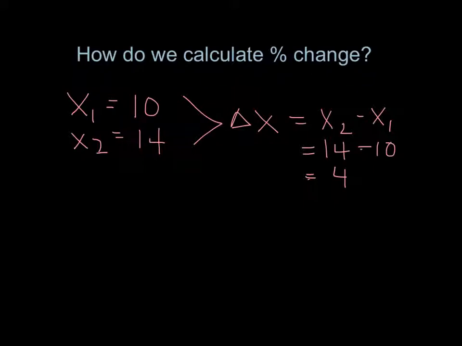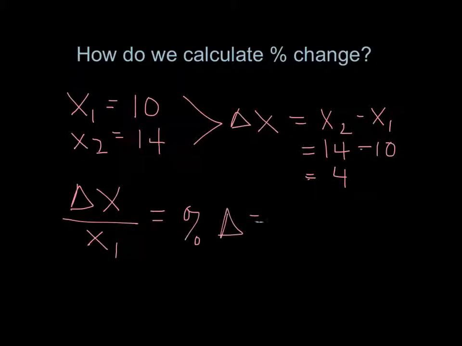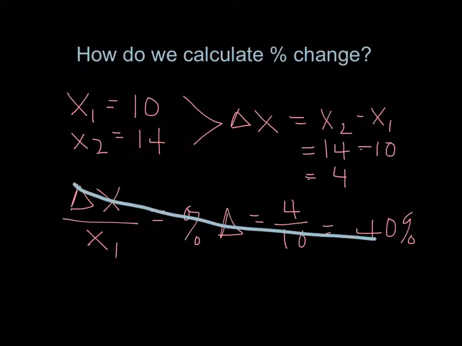You are probably used to taking your delta x and putting it over the initial value of x1 to get your percent change. So that would be 4 over 10, or 40%. We are not going to calculate percent change in that manner.